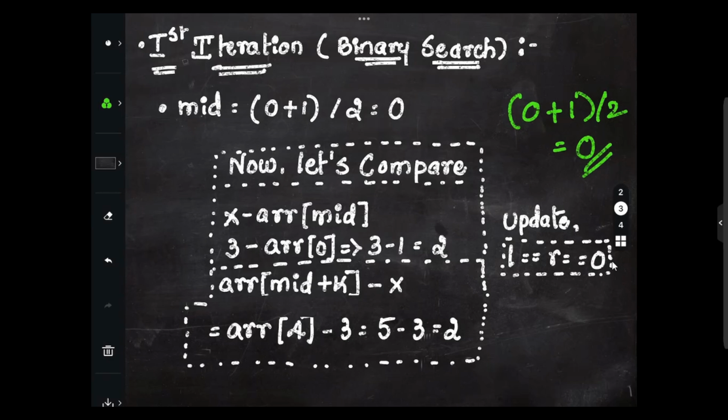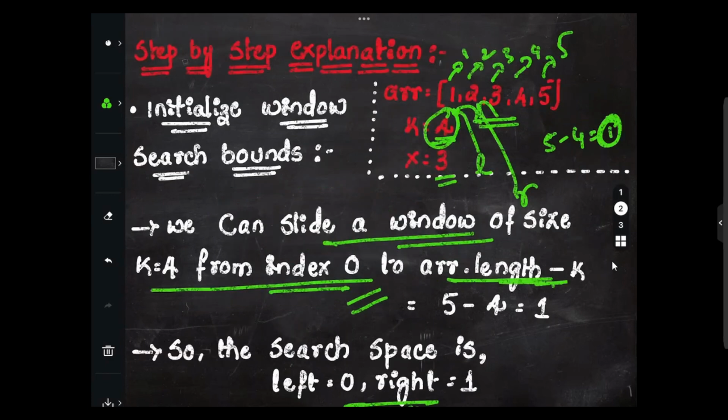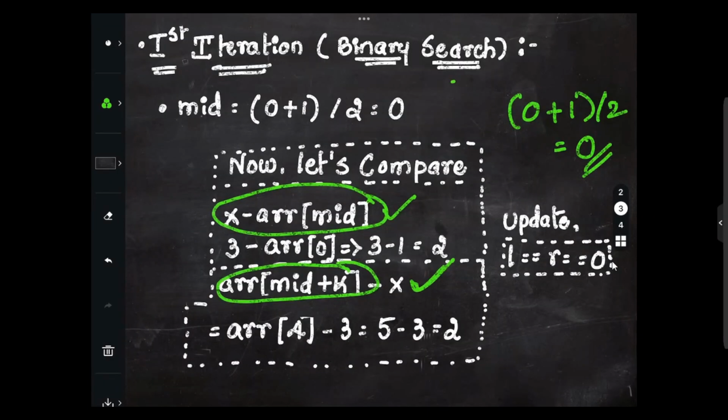Now we have to compare x minus array of mid and array of mid plus k minus x, these two things, right? Here x minus array of mid is nothing but 3 minus array of 0, the first element, the zeroth index basically. 3 minus array of 0, where the element present is 1, so 3 minus 1 is nothing but 2 here, right? So the next step here is array of 4.